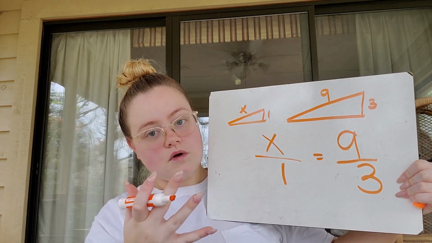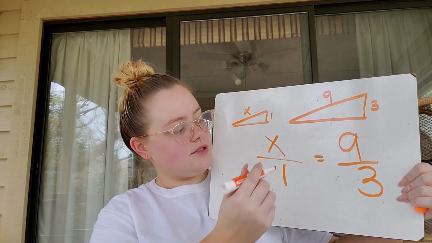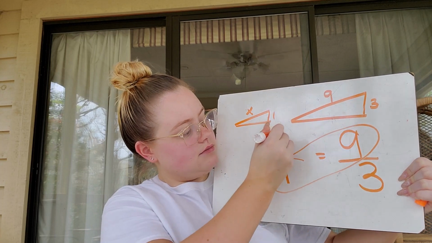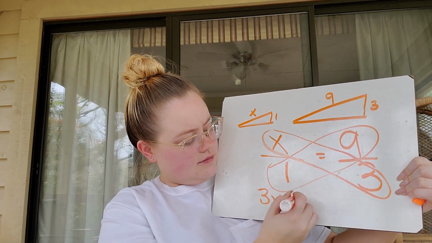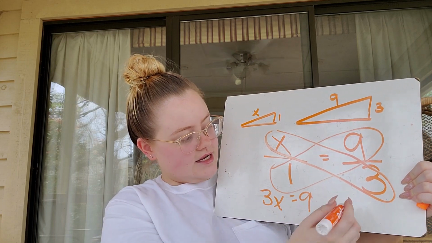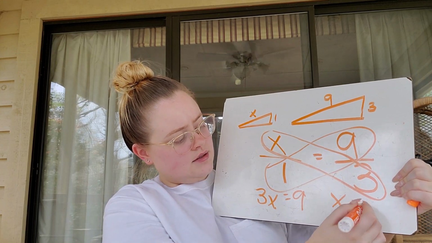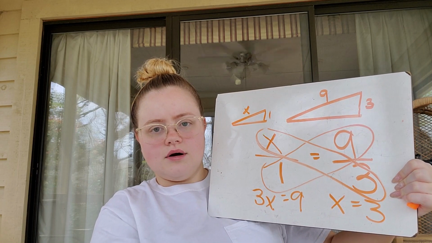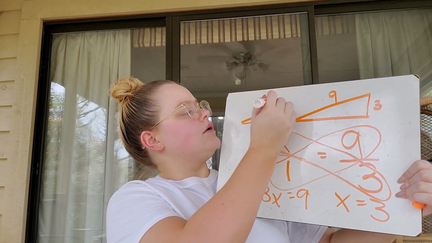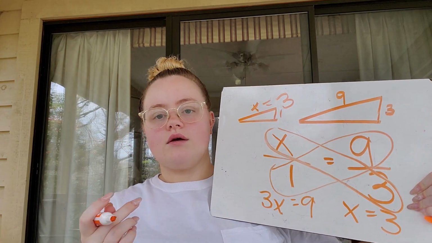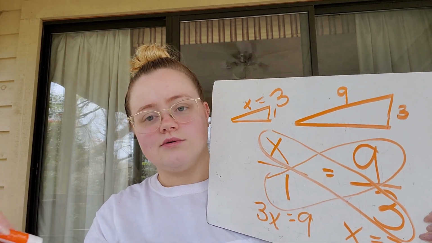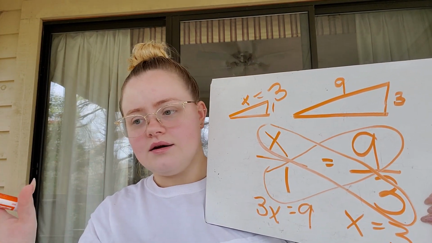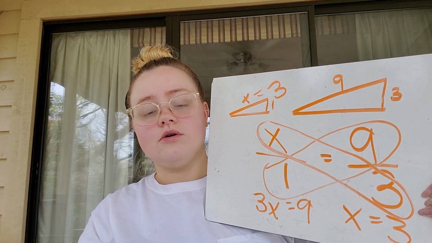Next step, what I need to do, I need to multiply along my diagonals. All right, 3x equals 9. Divide both sides by 3. I'm going to get x equals 3. All right, so my x up here is equal to 3. And that is how we do similar figures, okay? It's super simple, super easy, all right? That's literally all we're doing.